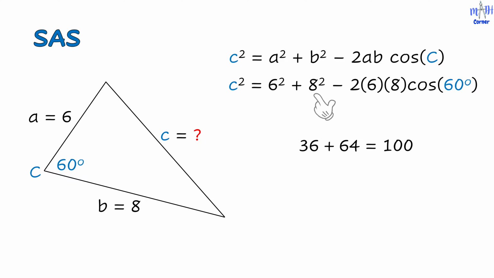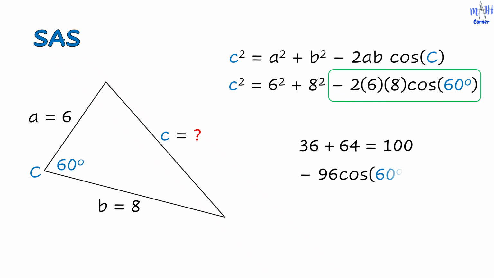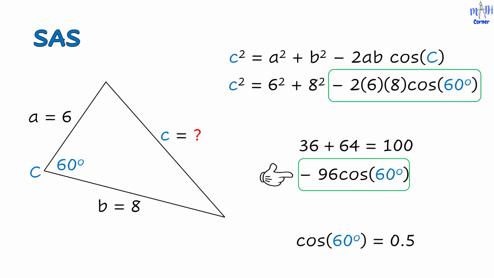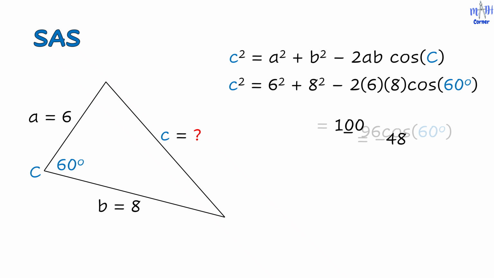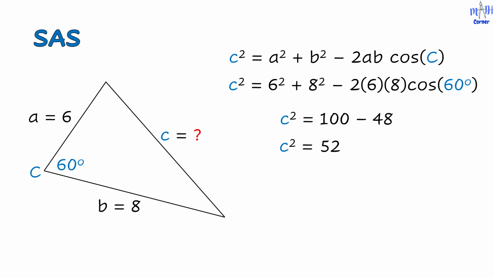Next, this part is equal to negative 96 times cosine of 60 degrees. Since cosine of 60 degrees is 0.5, this is equal to negative 96 times 0.5, which is negative 48. Now, combine 100 and negative 48. This is equal to 52. That means c squared equals 52. To get c, we take the square root. The square root of c squared is c. So, c is equal to the square root of 52, which is approximately 7.21. And that's how to solve SAS.